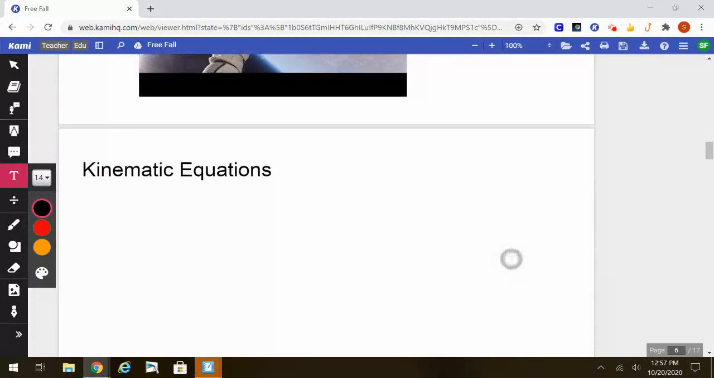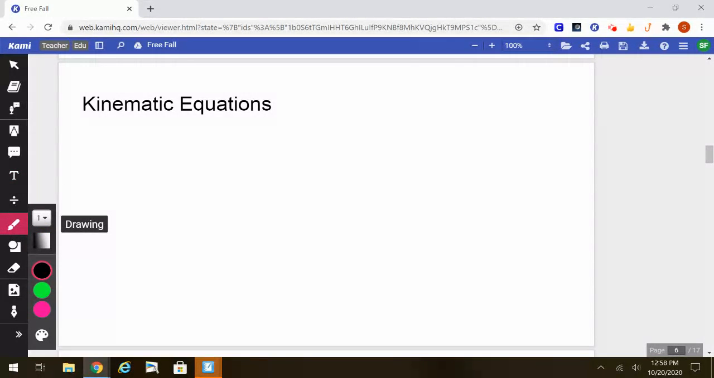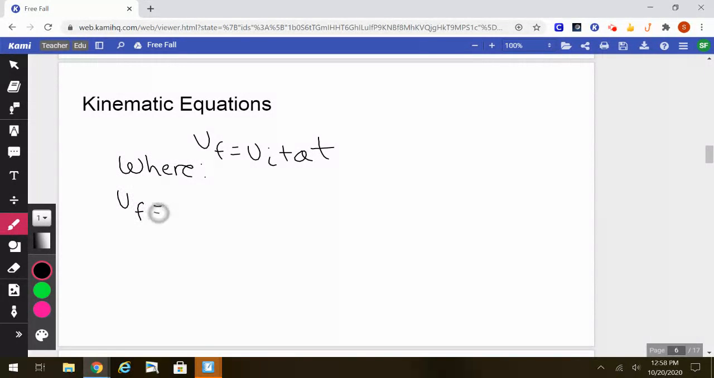Now on to some of our information. We have the kinematic equations. These are equations we're going to be using to solve these free fall problems. So, what are these equations, you ask? Well, one equation is this. We have VF is equal to VI plus AT, where VF is your final velocity, right? We all know that. That's nothing new.